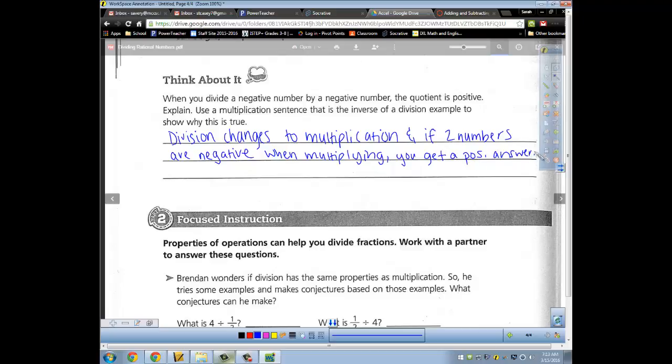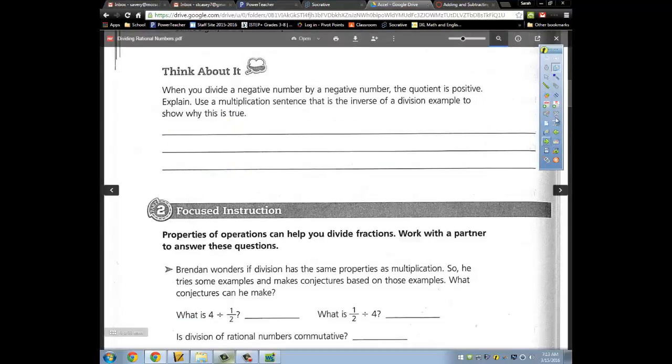And then I'm just going to write a quick example. If I have negative 1/2 divided by negative 1/2, we're going to keep the first fraction, change division to multiplication, flip the second fraction. So you get negative 1 times negative 2, which is positive 2. 2 times 1, which is 2. 2 over 2 is 1. So that just gives them an example of why it became positive. Okay, moving down.